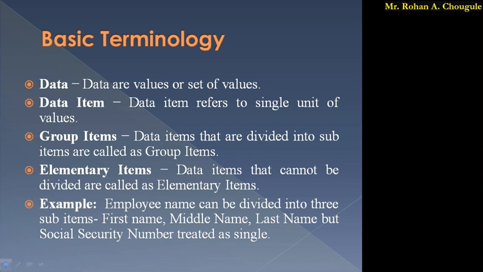But consider another example, that of social security number or ID number. We cannot divide our ID number or social security number into sub items. That social security number we can treat as a single unit, right? So we cannot divide it into sub items. So name we can treat as a group of items, whereas social security number we can treat as an elementary item. So this is about group of item and elementary items.